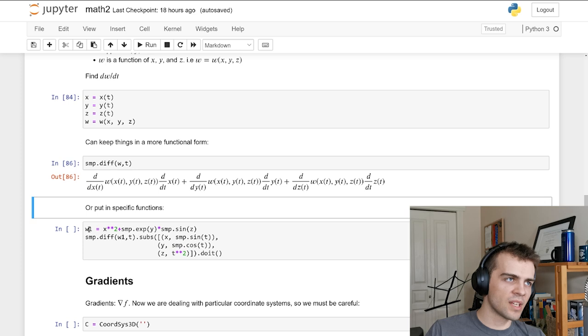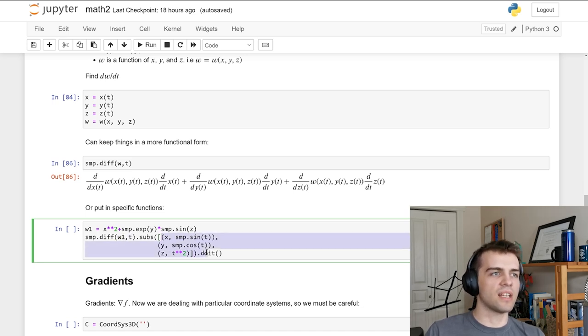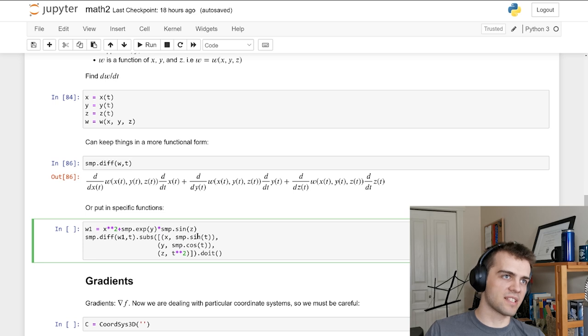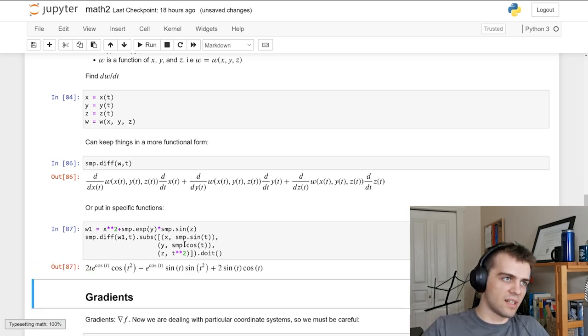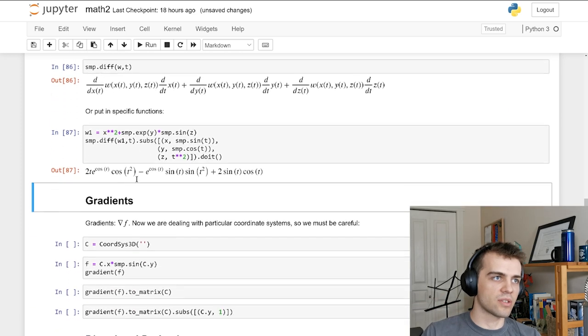So here I put in a specific function w, which looks like this. And then I can differentiate this function with respect to t and then substitute in different values. So for example, maybe x is equal to sin t, y is cos t, z is t squared. And it will do these sort of things as well pretty easily. So, chain rule and partial derivatives, SymPy is really good at doing that sort of stuff.